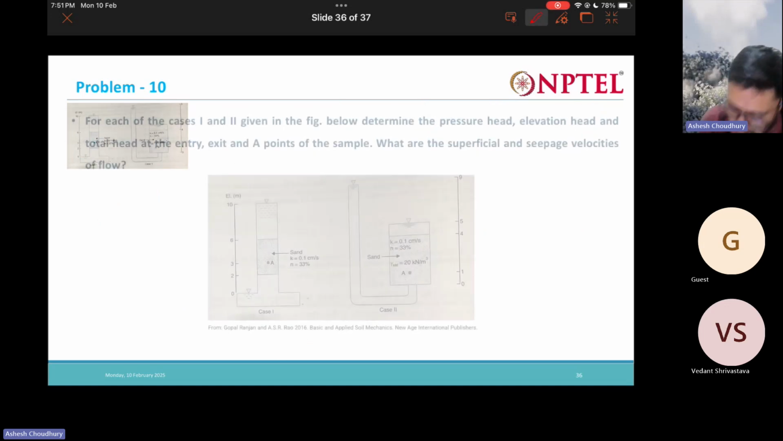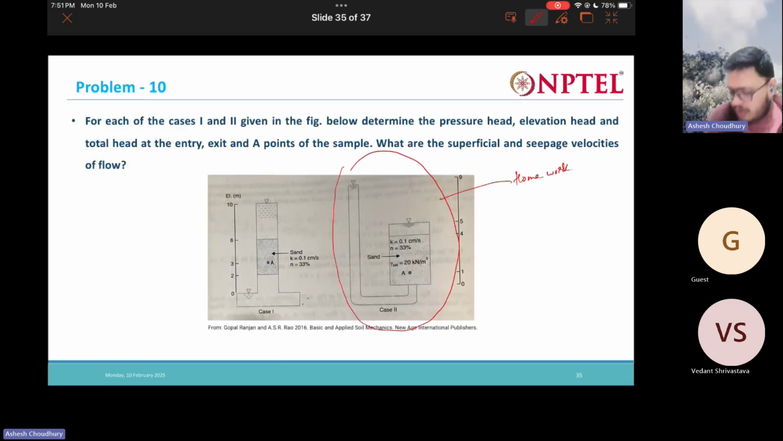Similar to this problem, I request you to solve these two as homework, and in the next class we will be solving this again.